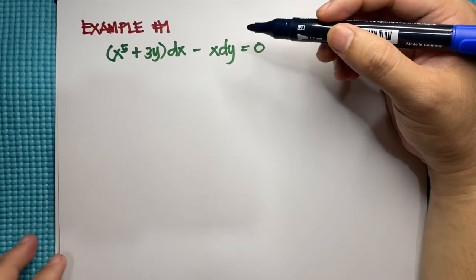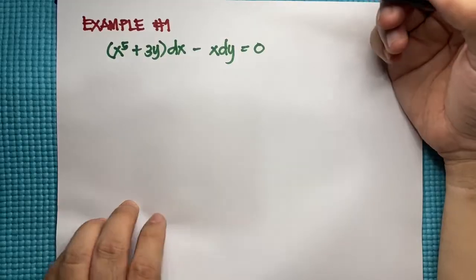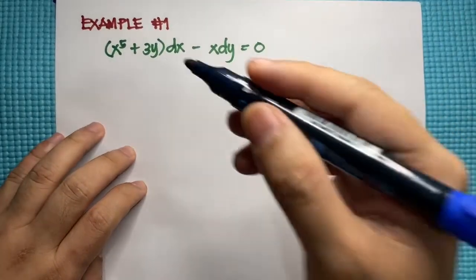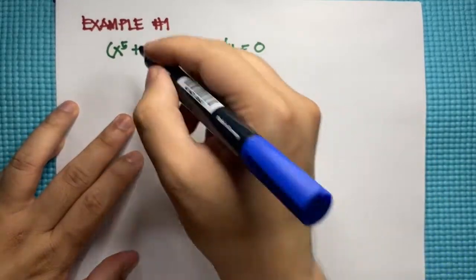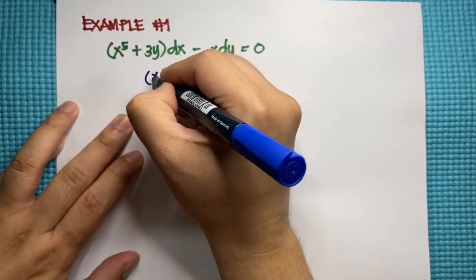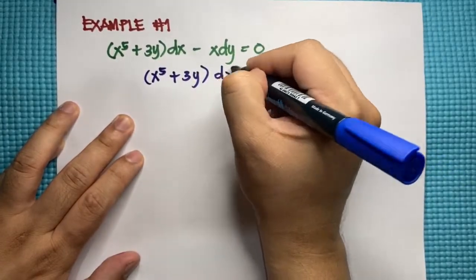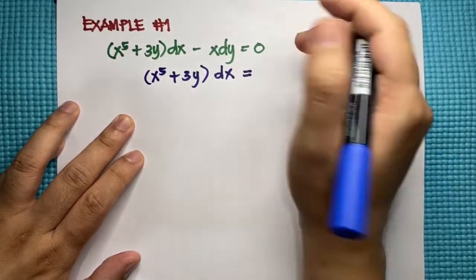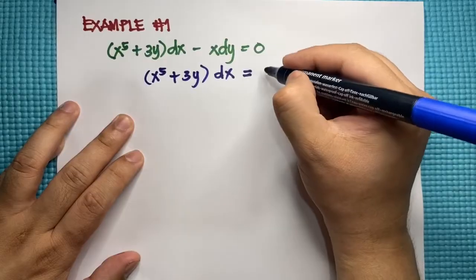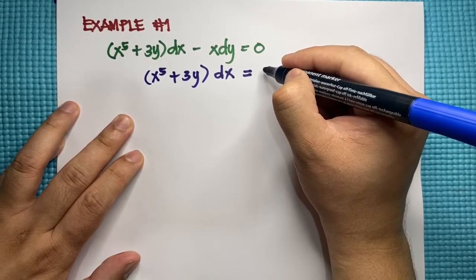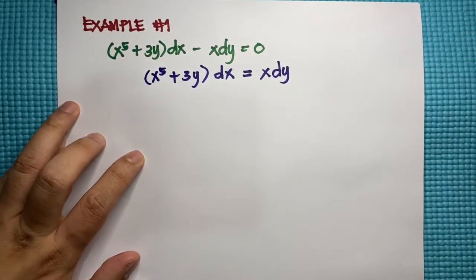So to find the general solution of this differential equation, we will be transforming the given equation into its standard form. To do that, we'll have x raised to the fifth plus 3y, then multiplied with the x, and then transposing the x dy to the right-hand side of the equation, giving us x dy.